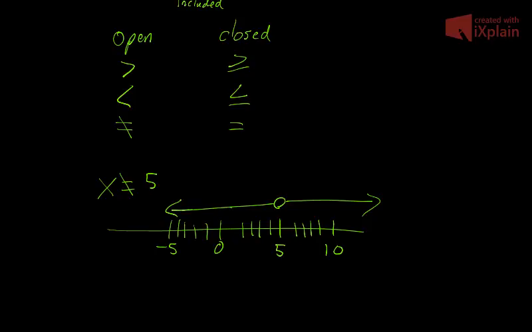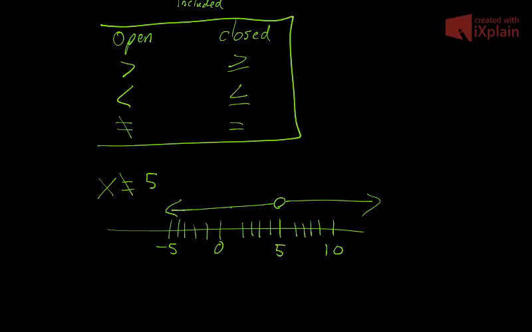Then I have to ask myself, am I including 5 or not including 5? The answer is I am not including 5, because our does not equal sign is in the open section. This is really important, make sure you have that. Our does not equal sign is in the open section, so we're going to leave that as an open circle, and just like that, we're done.